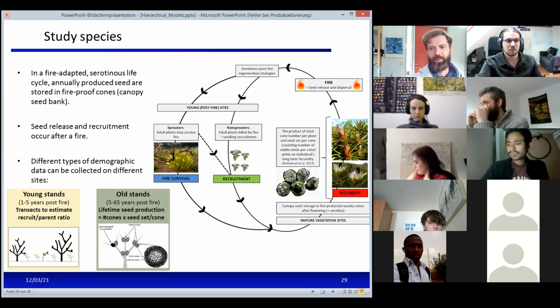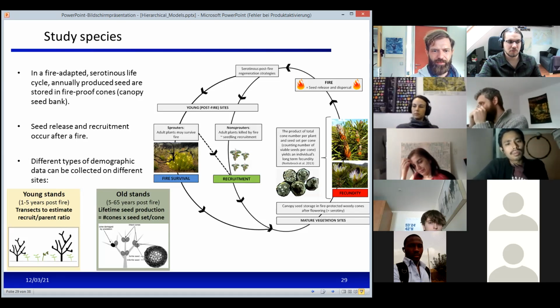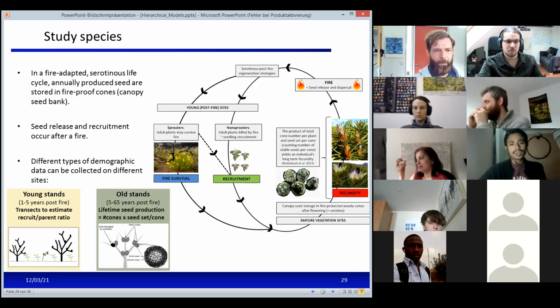That's of course the big difference to studies of, say, trees in a typical European forest, where for getting an estimate of this lifetime fecundity, I would have to observe the seed reproduction of a tree throughout its life, which is quite hard. And similarly for the recruitment, since all the recruitment basically takes place just after fire.